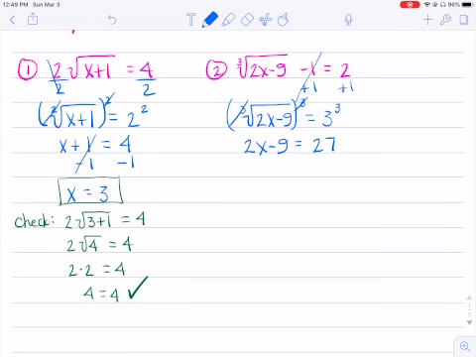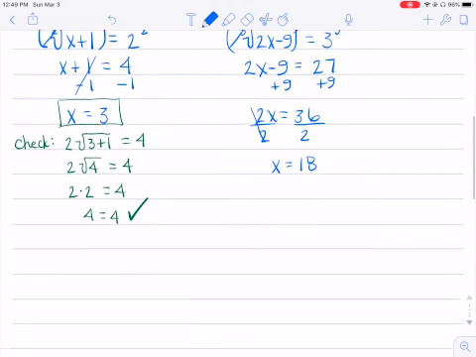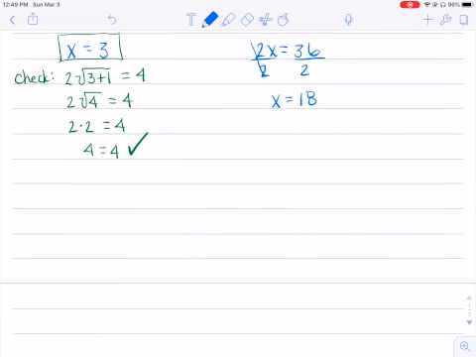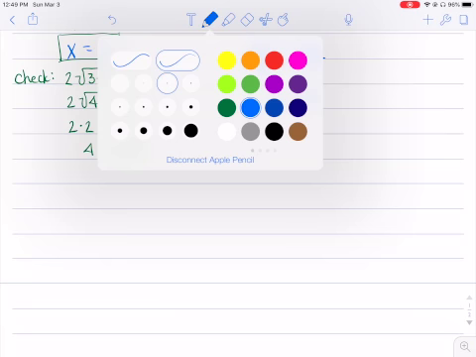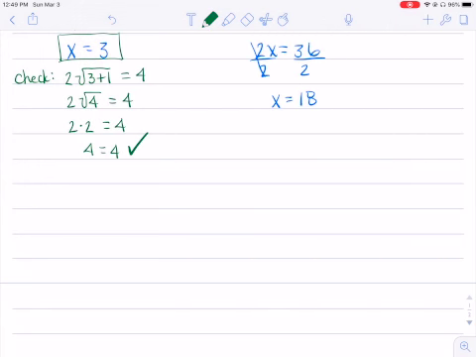Now we just continue solving using our algebra skills. We add 9 to both sides, giving us 2x is equal to 36. And dividing by 2, we get x is equal to 18. So again, this is our potential or apparent solution, but we have to check our work and see if it is actually a true solution or if it's extraneous.